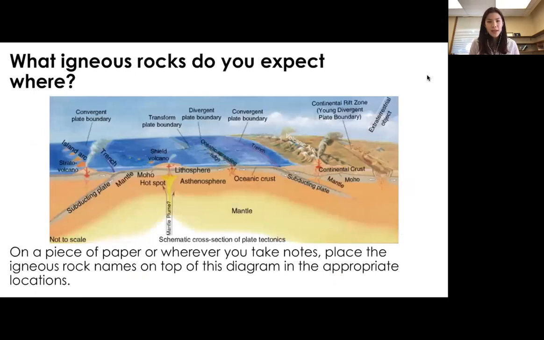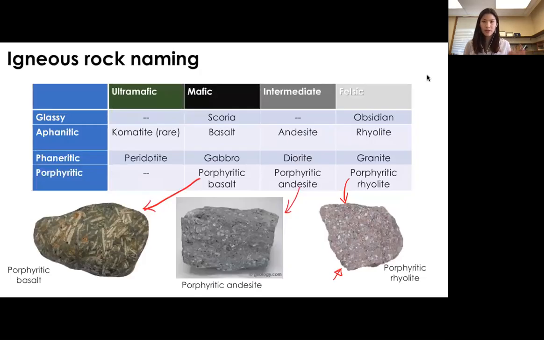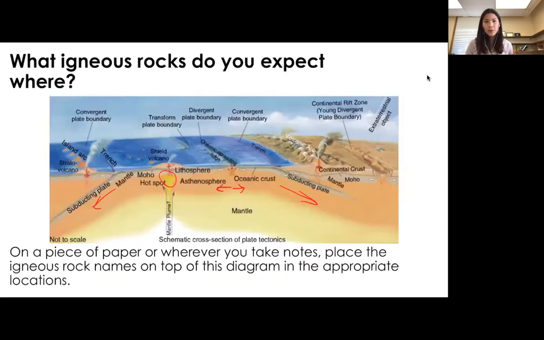So here we have a sketch of plate tectonic boundaries. We've got a hot spot here. We have subduction of ocean-ocean. We have subduction of ocean-continent, and we have divergence. And I would like you to think about what type of rocks we would expect at different locations. So basically take all of the rocks that we talked about in this diagram and try and place them in their correct location on this diagram.